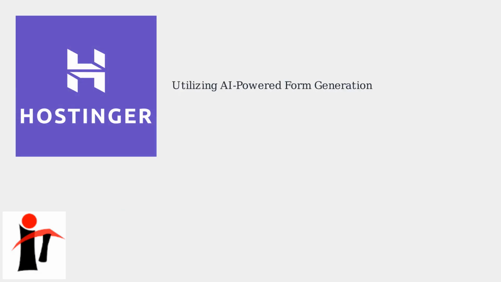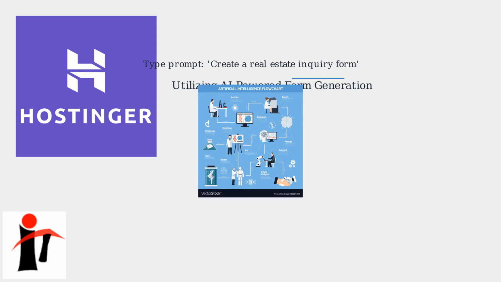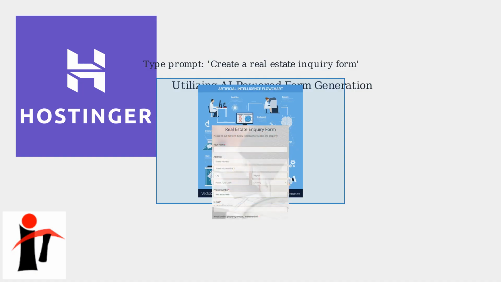Hostinger's Website Builder includes an AI-powered form generation tool. Use AI prompts to automatically create custom contact forms based on your site's purpose. For example, you can type "create a real estate inquiry form," and the AI will generate a suitable form. This saves you up to 70% of the setup time compared to manual creation. This feature makes it easier than ever to tailor forms to specific needs.